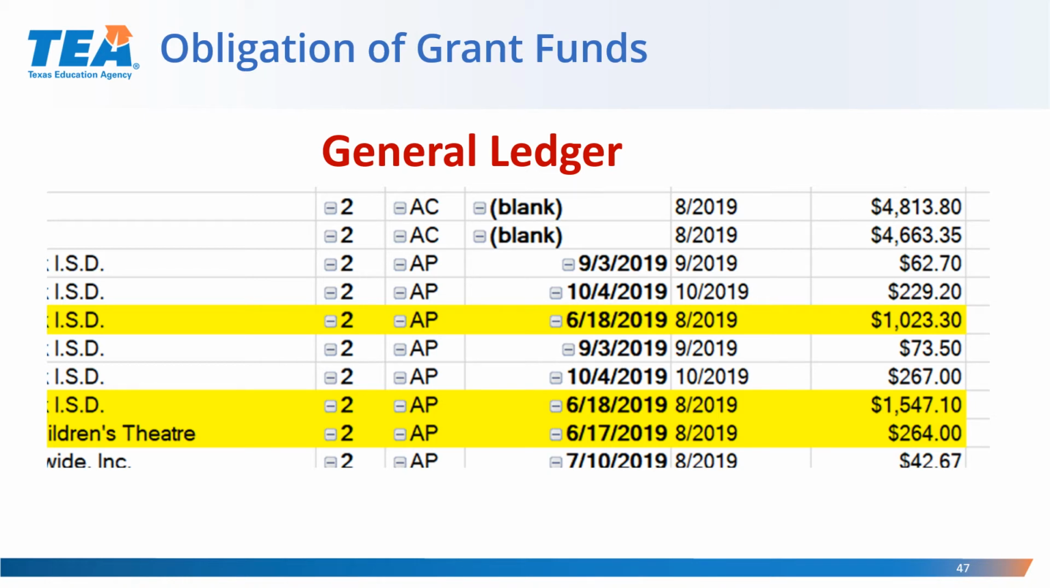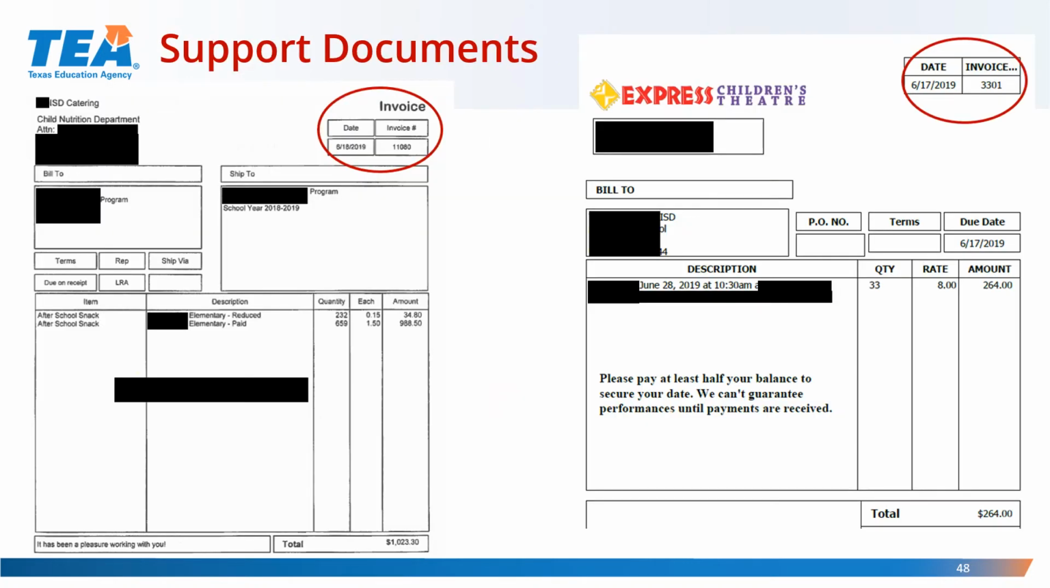So in this case, the items highlighted in yellow that were posted in June come prior to the start of the grant period, and so therefore the organization had obligated grant funds outside the grant period, and these would be questionable or question costs.